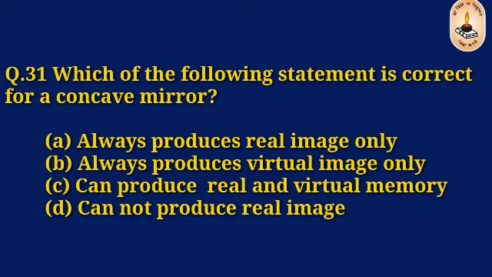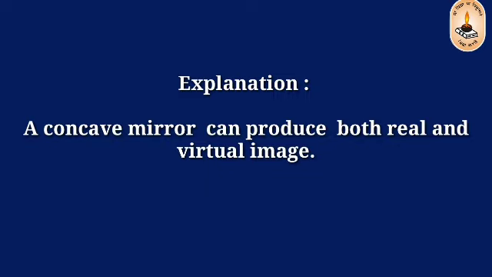Question number 31. Which of the following statements is correct for a concave mirror? Always produce real image only, always produce virtual image only, can produce real and virtual image, cannot produce real image. The right answer is C, can produce real image. Explanation: a concave mirror can produce both real and virtual image.